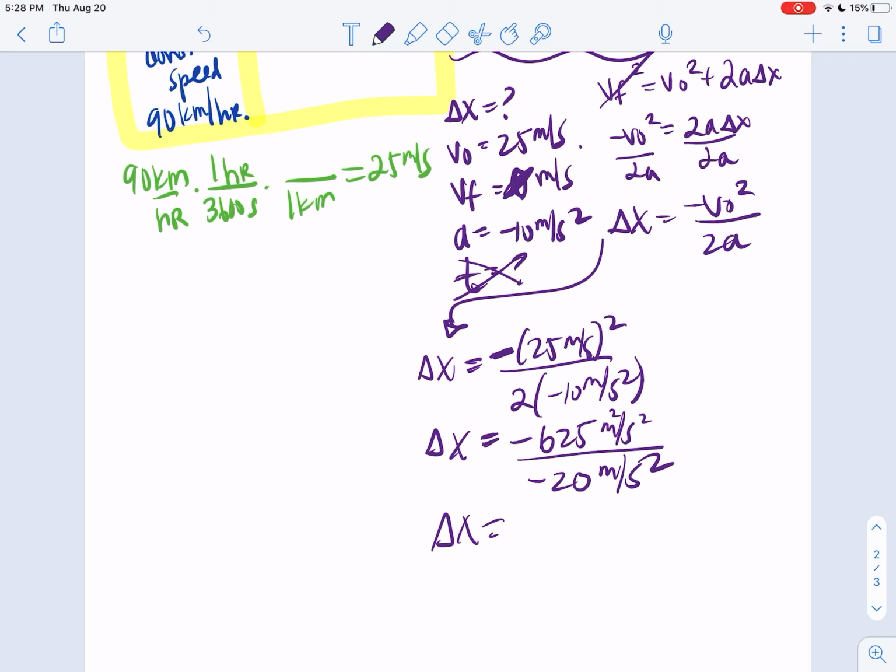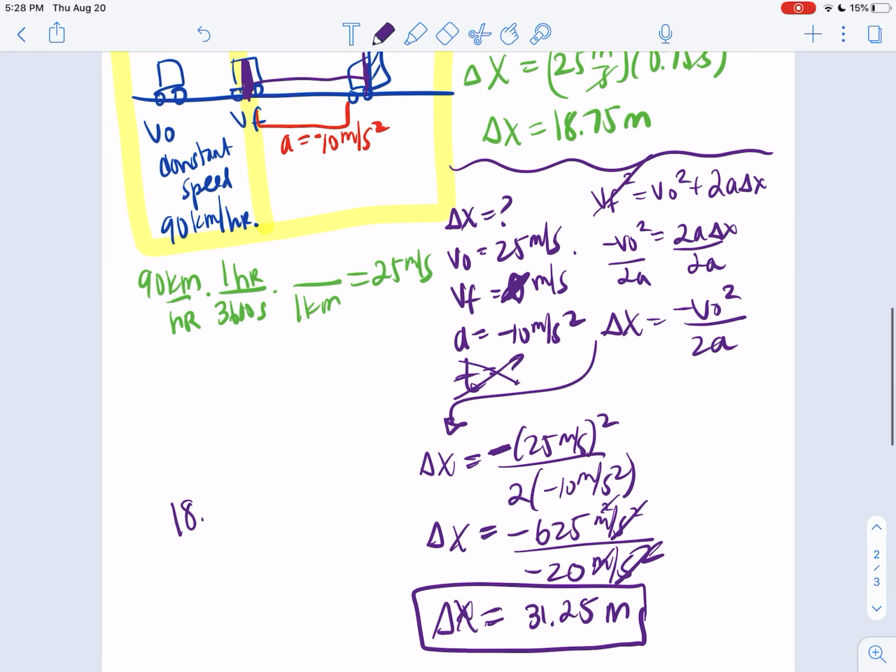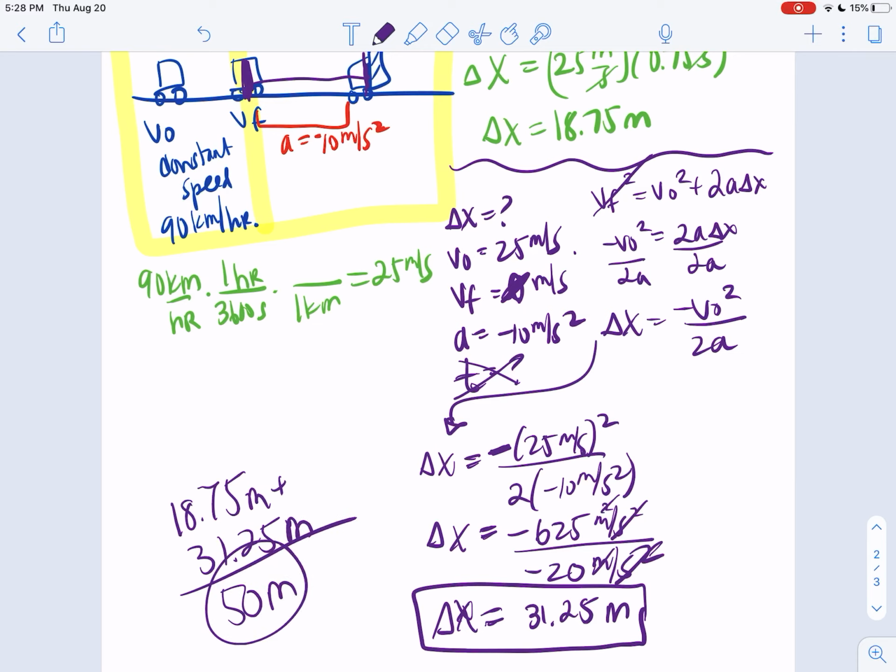Okay, so -625 over -20 is positive 31.25, cancel, cancel, cancel, cancel, meters. Okay, so in order to stop moving at that speed, you're going to need 31.25 meters. Okay, but I only had 25, right, because the first one was 18.75, plus I need another 31.25, and that's going to be 50 meters. Okay, so he's going to have a sad ending to that.